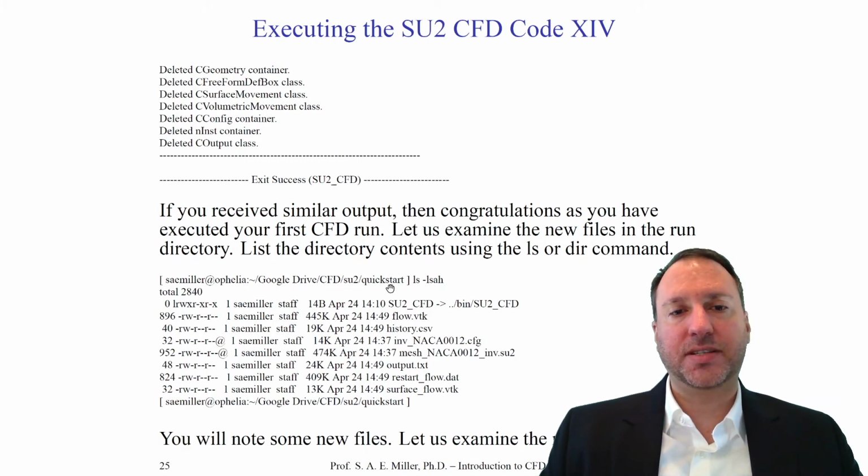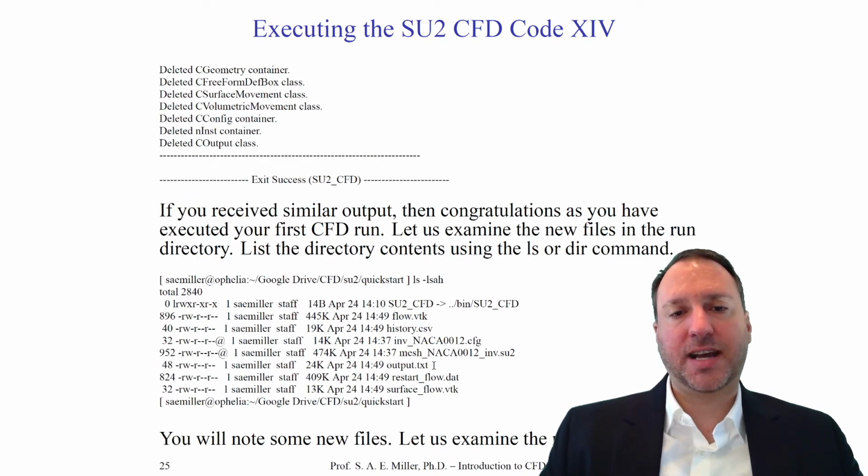Once again in my quick start directory, I can type ls -lsah to see all the files in the directory. And you'll see I have the same symbolic link. You'll have the same configuration file and the same SU2 grid file. But you'll see we have many new files and they're fun to look at. That's half the fun of CFD. Now we're entering the visualization stage. We have the flow.vtk file. That's a binary file that can be read by Paraview or your visualization system. Your history file is your history of residuals, which we can examine to prove convergence.